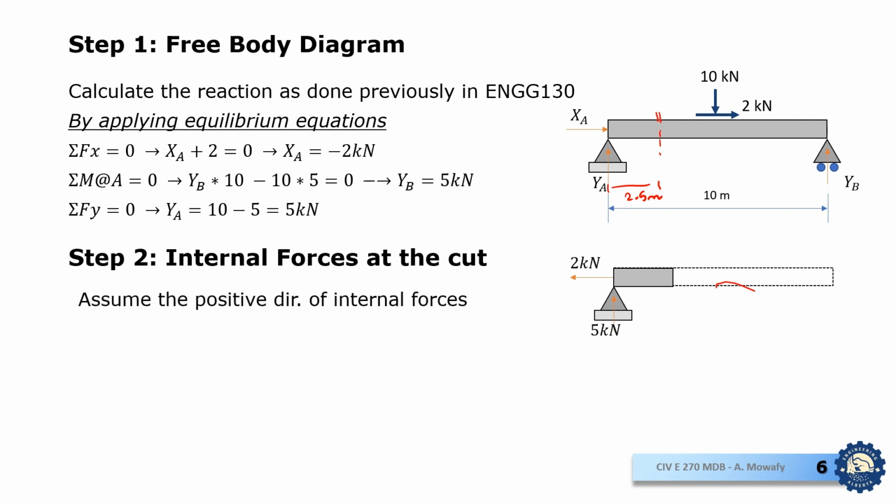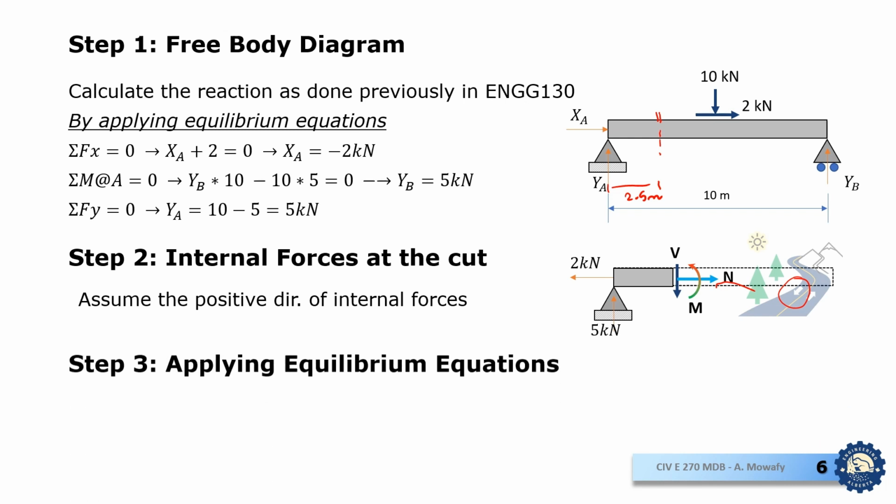We need to assume the positive direction of the internal forces. So for the normal force, it will act in tension. For the bending moment, it will act in anti-clockwise direction because this will make the bending moment create tension at the bottom and compression at the top. And for the shear, just remember our trip to Vancouver. Now we study the left side, so downward will be the positive direction.